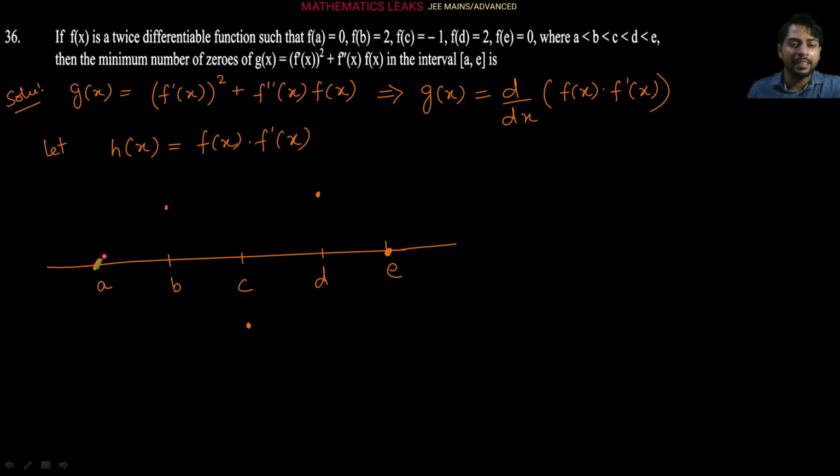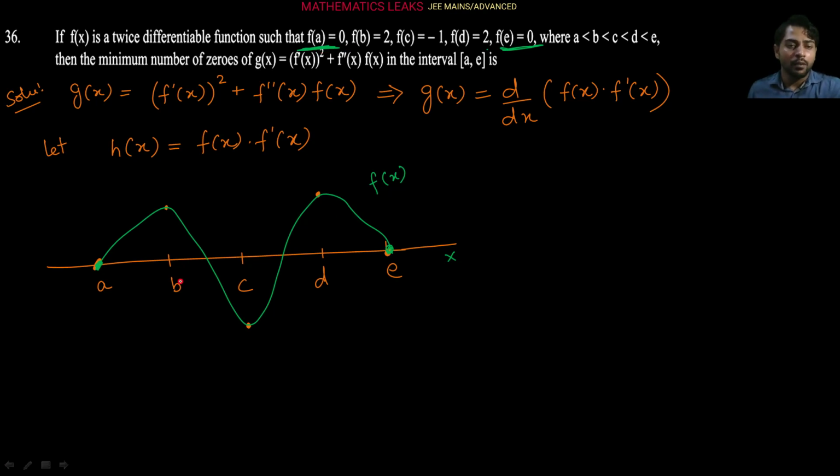From here you can see this is a rough structure. Since f(x) is a continuous function, it intersects the x-axis at a and e. It is given in the question that the value is 0 there. Whenever the graph intersects the x-axis, that point is a root. So a and e are already two roots of f(x), which is clear from the given question.